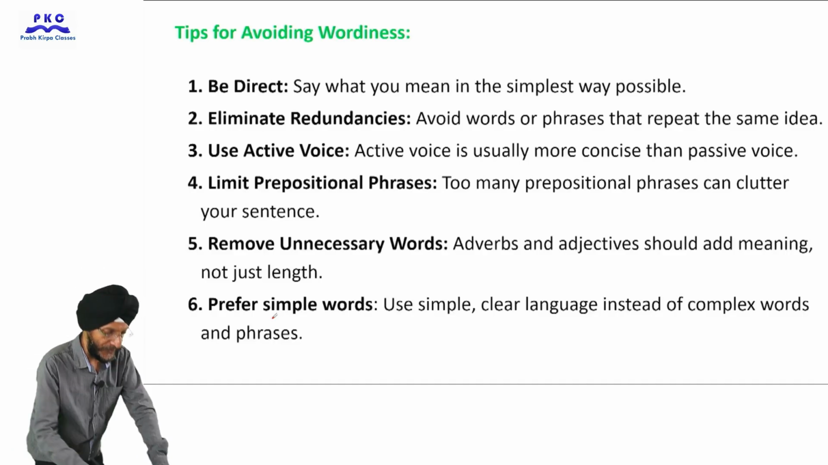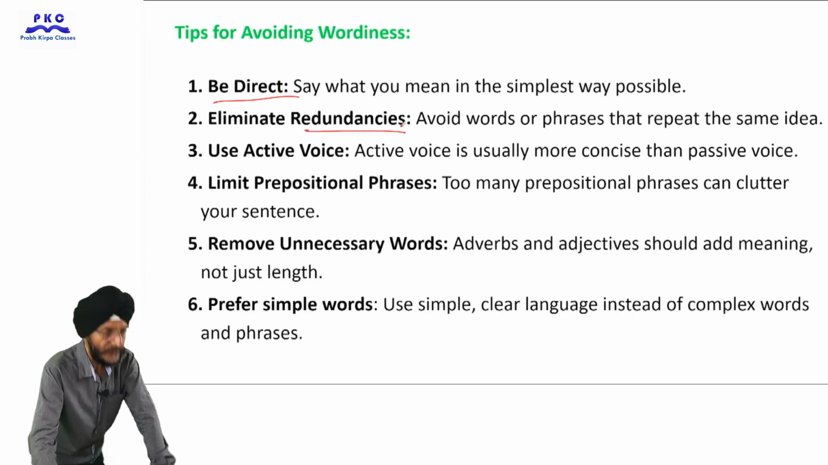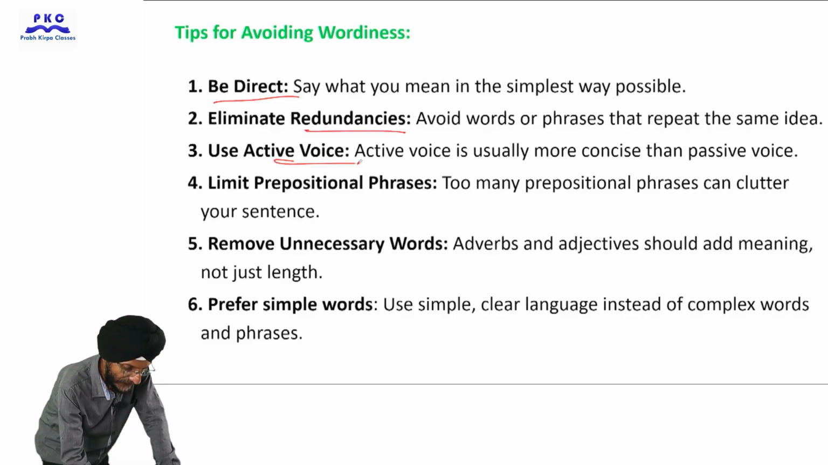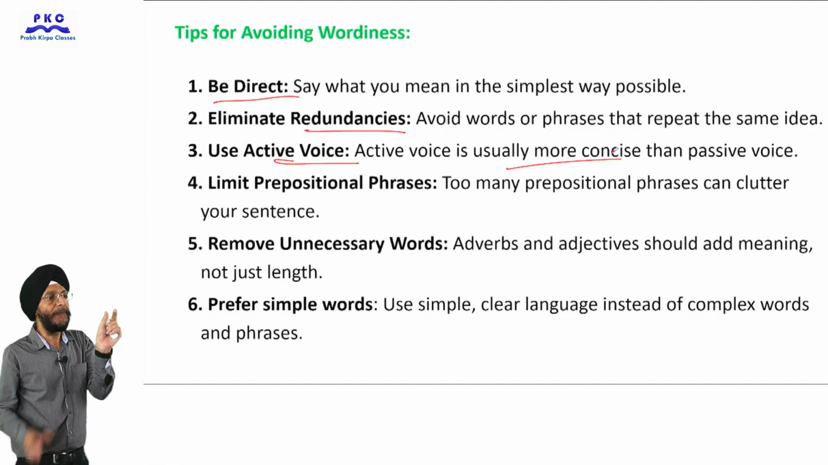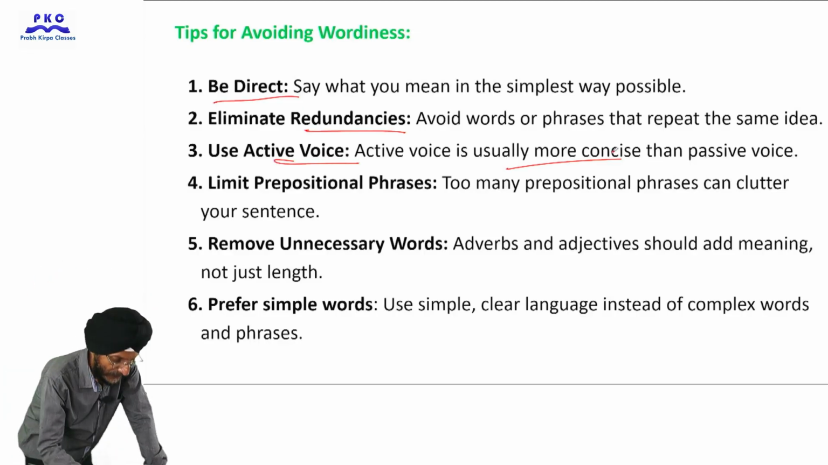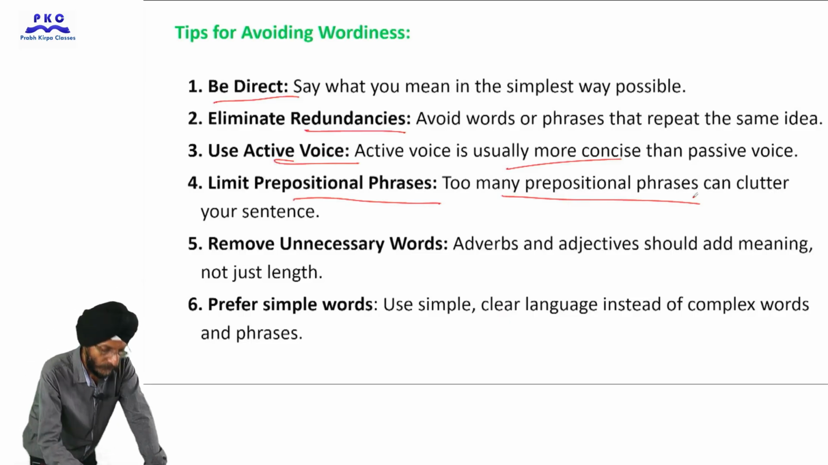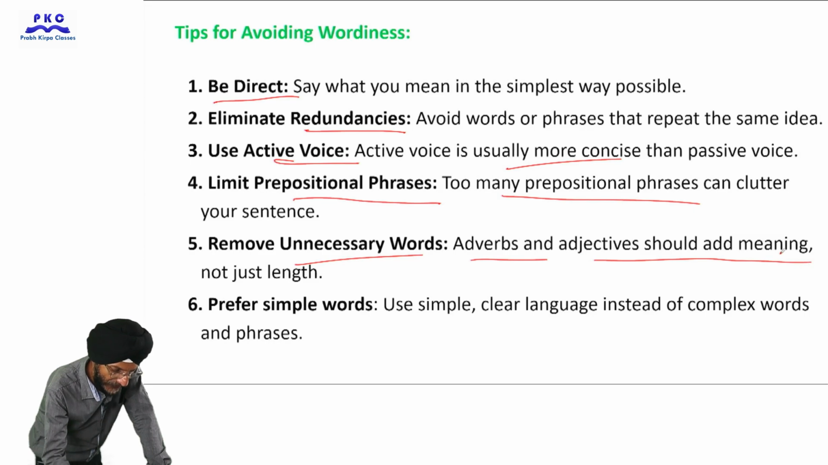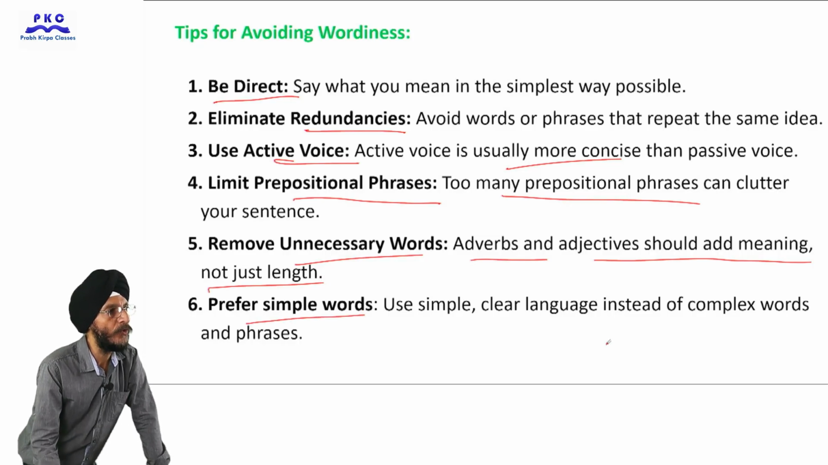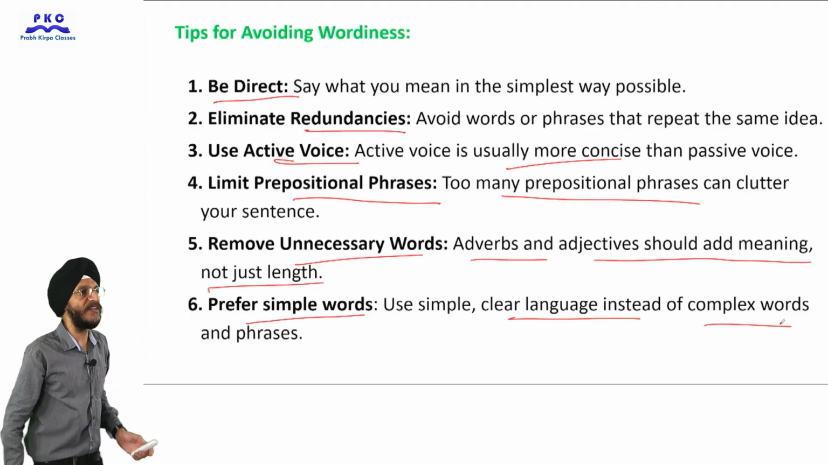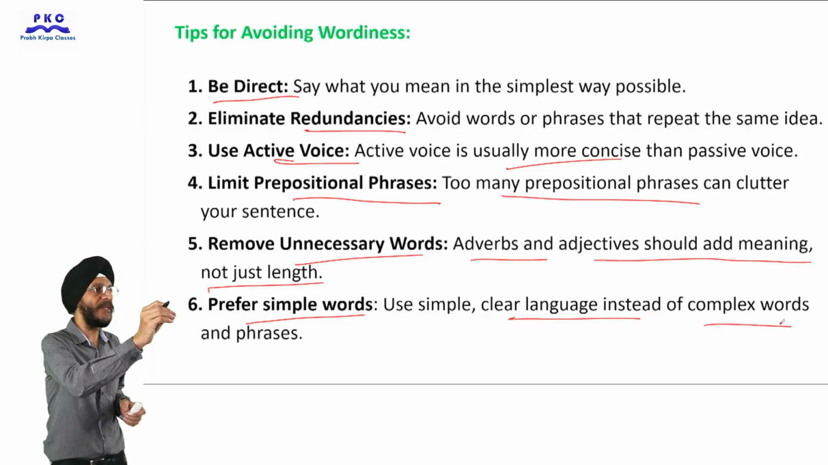Tips for avoiding overwordiness: be direct. If we want to convey anything, say it in the simplest way possible. Eliminate redundancies. Do not repeat the same words or the same idea. Use active voice. Usually, if we use active voice, it is more concise. Passive voice makes the sentence lengthy. Limit prepositional phrases. Too many prepositional phrases can clutter your sentence. Next is remove unnecessary words. Adverbs and adjectives should add meaning, not just length. Prefer simple words. We should make use of simple, clear language instead of complex words and phrases, because the reader may not have to consult the dictionary or go online to understand the meaning of what you want to say.